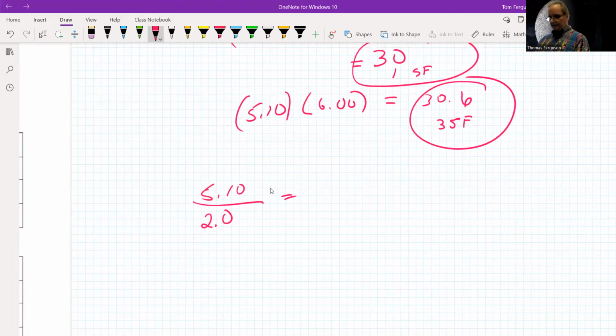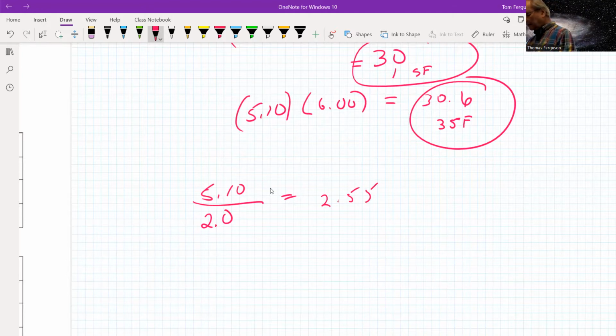Okay, so we did that. Okay, so that's what my calculator tells me the answer is. Now remember, calculators are smarter than they used to be, but they're still kind of on the dumb side, okay? They don't understand things like significant figures.